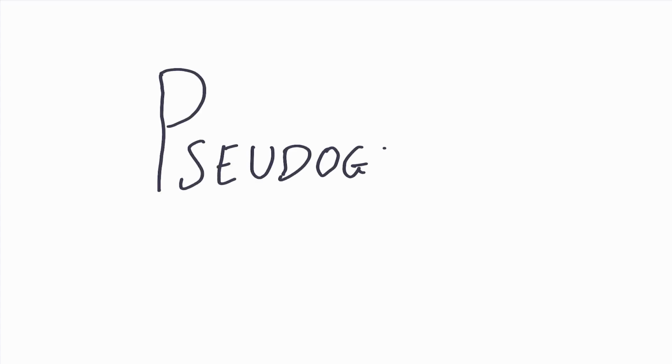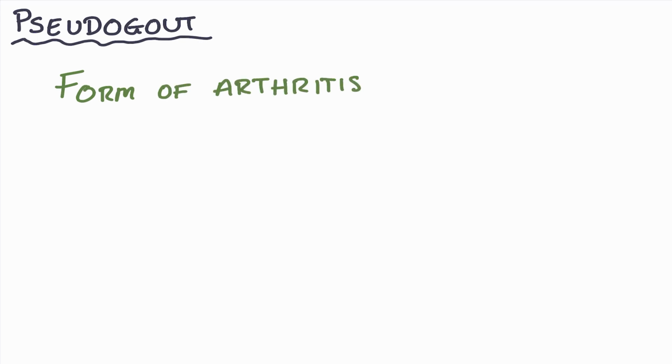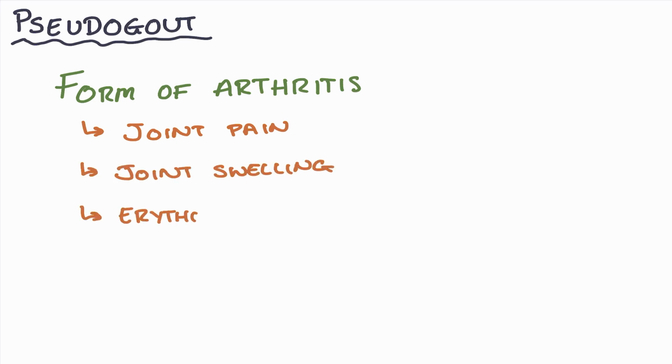Today we're going to be discussing pseudogout, or calcium pyrophosphate disease. Pseudogout is a form of arthritis as it causes pain and inflammation in affected joints. It is called pseudogout as it presents in a similar fashion to gout, in which there is acute onset joint pain, swelling, and erythema.